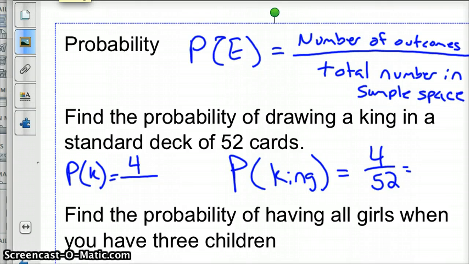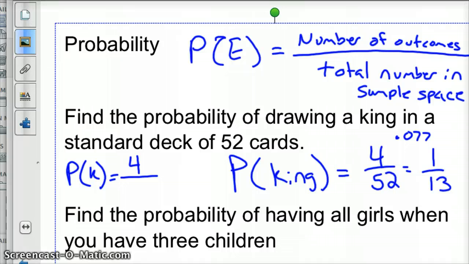Okay. Then you'd want to reduce that. 52 divides by 4 evenly, so that would be 13. So 1 in 13 cards in the deck is a king. So that would be the probability. Now you could also say 1 divided by 13 is approximately 0.077.